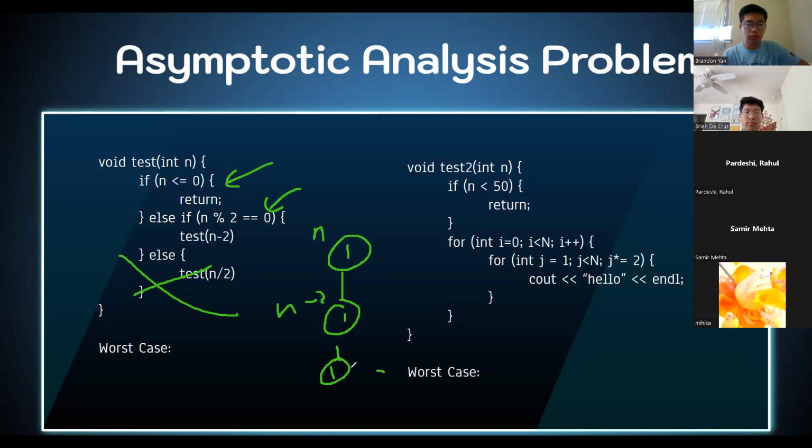And then by 1, I mean it's constant. So each function call just calls a function that's constant. But I'm doing these function calls this many times, and I'm going all the way down to 0, which is where I'll break out. So since it goes n minus 2, n minus 4, I'm decreasing by 2 every time. I have n over 2 elements.